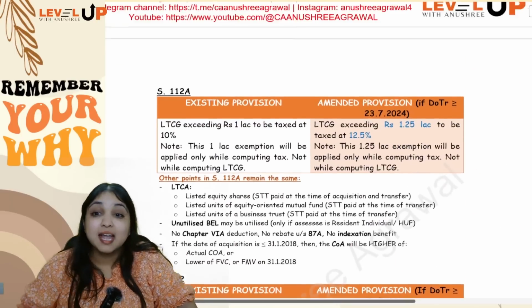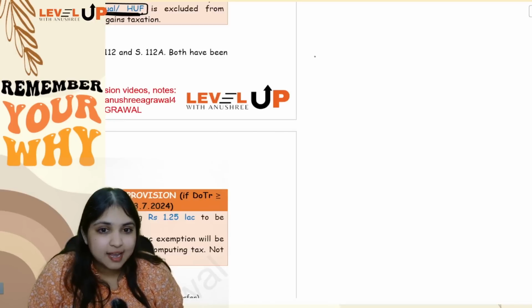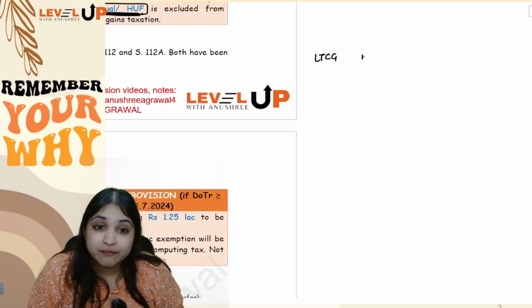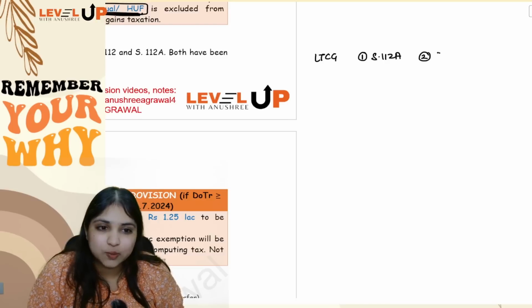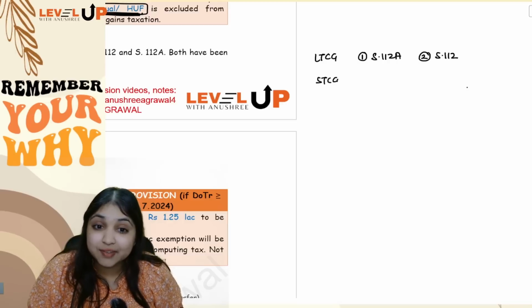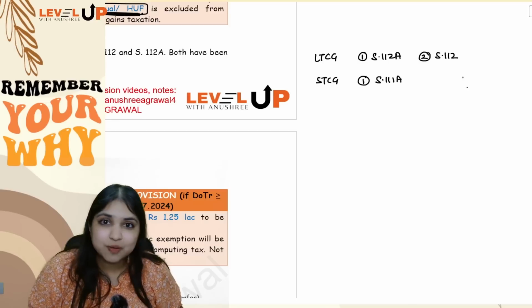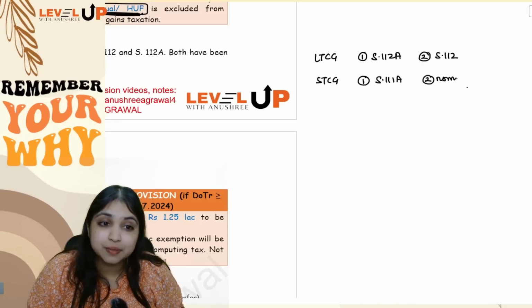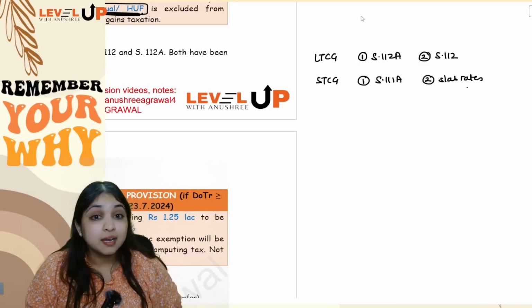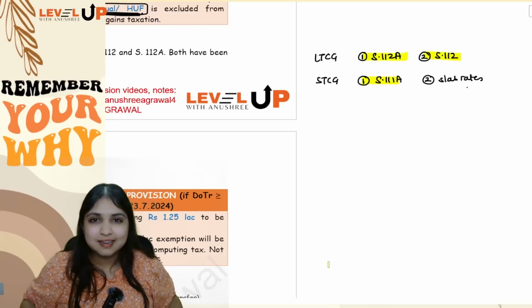Okay, listen to me. LTCG taxation and STCG taxation. Let me give you some background first. If assessee is having LTCG, we generally first try to tax it under 112A. If it is not taxable under 112A, then we put it under 112, guys. Similarly, if assessee is having STCG, we first try to tax it under 111A. If 111A is not applicable, we tax it as per the slab rates, normal computation as per the slab rates, right guys? Now, these three sections are special rates of taxation. That is how we have learned.